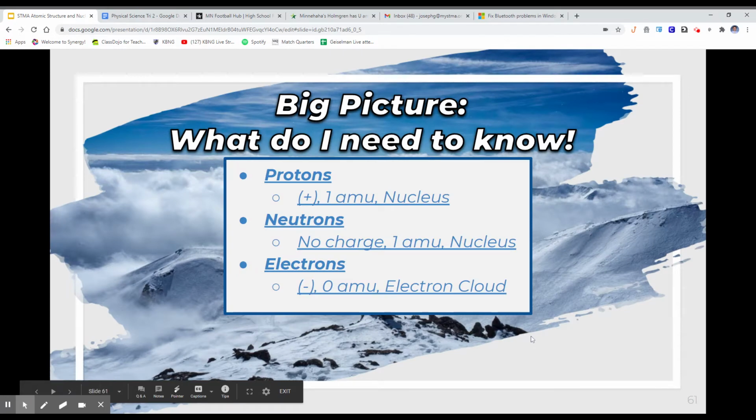All right, so let's get started. As a review, what do I need to know from that first test? That big picture idea is that a proton has one atomic mass unit. It's found in the nucleus, and it's a positive particle, right? It's +1. Neutrons don't have a charge, but other than that, they're just like a proton. They have an atomic mass of 1, and they're also found in the nucleus. And then electrons are different because electrons have a negative overall charge. They don't have any mass. They have 0 AMUs, and then they're found outside of the nucleus. They're going to be in what we call the electron cloud, and we're going to get a little bit more detailed with electrons here as we come forward.